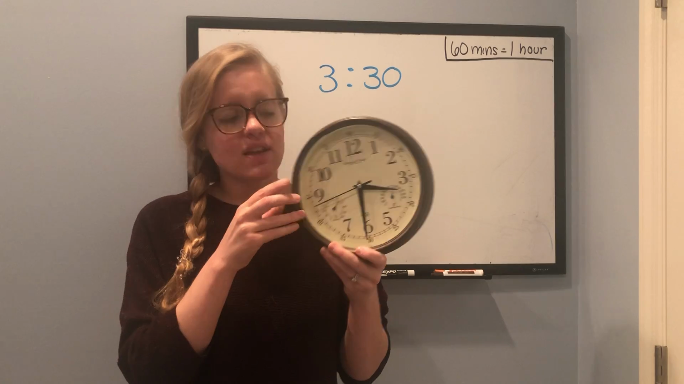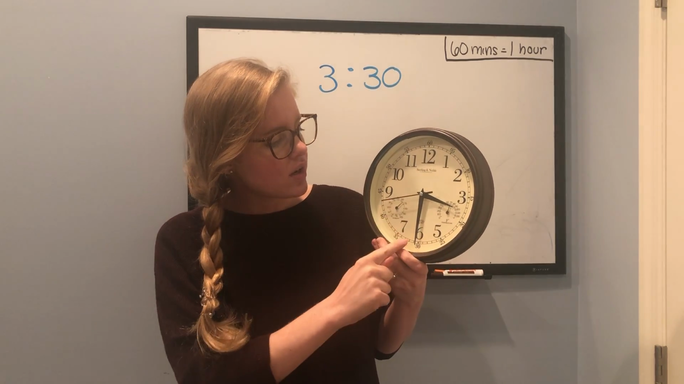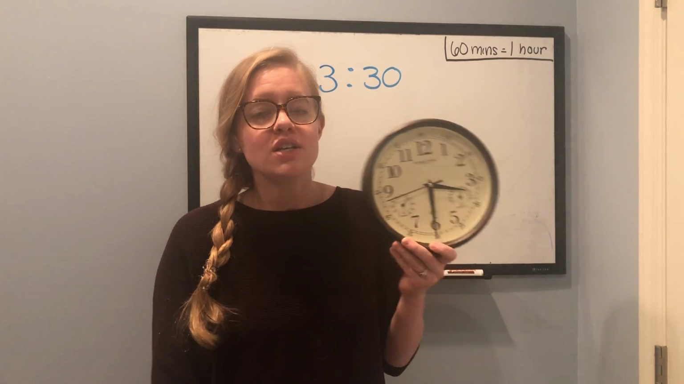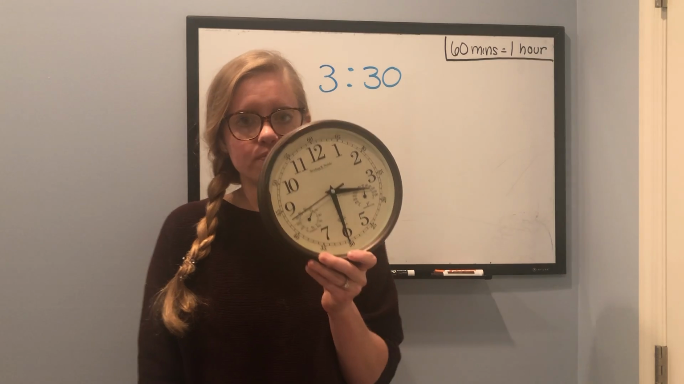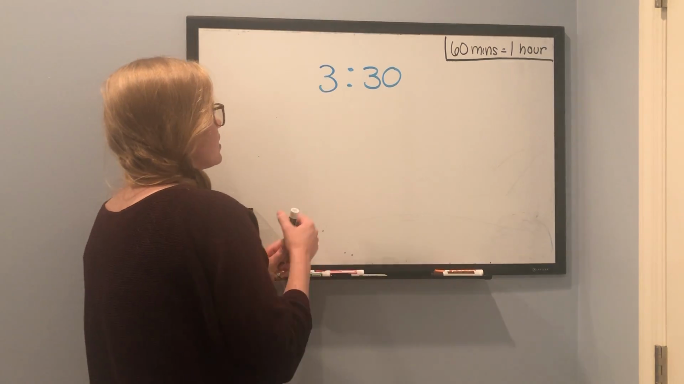3:30 on the clock looks like this. The short hand is in between the 3 and the 4. The long hand is at the 5, 10, 15, 20, 25, 30. So this says 3:30. Okay, so I hope that that's what you put for your first way to say this.